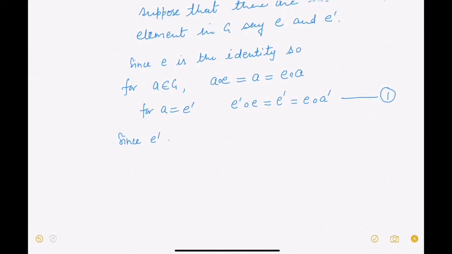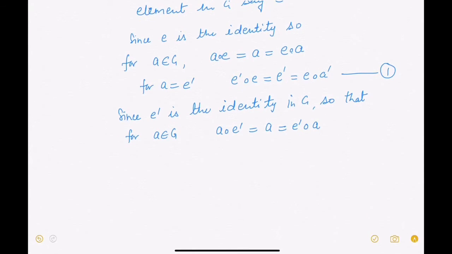Since E dash is the identity in G, so that for A belongs to G, A operation E dash gives you A, E dash operation A. Now again take A equal to E, we get E operation E dash, E dash operation E.